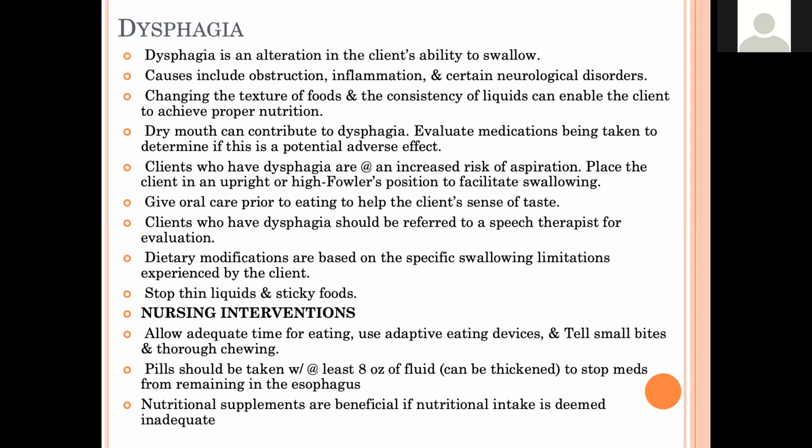Okay, if you're heavy, all right, then you might have dysphagia because the extra weight around the neck can cause closure of the throat. Okay, so there's all sorts of underlying conditions here that you need to look at with swallowing to make sure that there's not a physical problem involved that can be corrected surgically or with therapy. Okay, what do you do as a nursing intervention? Allow time for eating. Use adapted eating techniques, small bites and thorough chewing. Pills should be taken with at least 8 ounces of fluid. You can thicken this if you want, such as with applesauce.